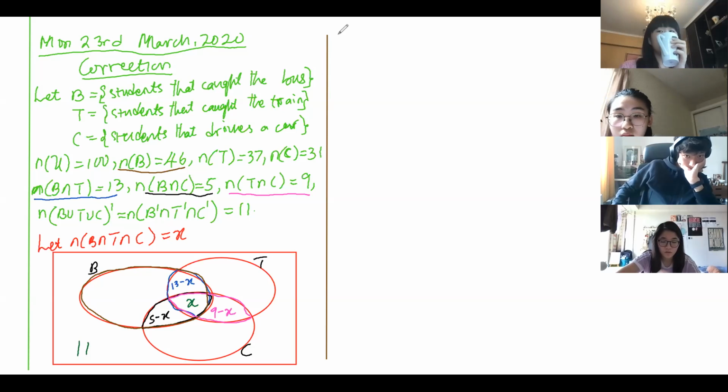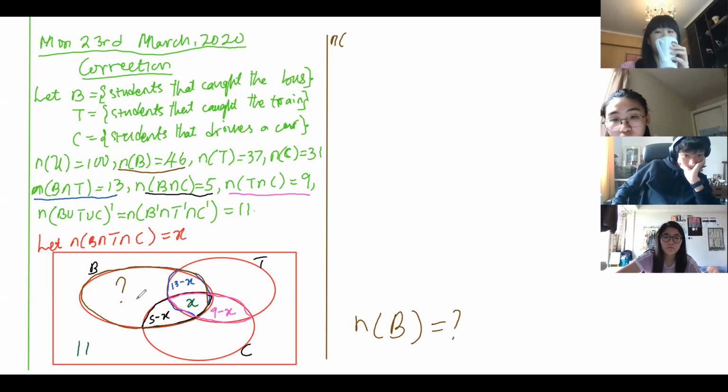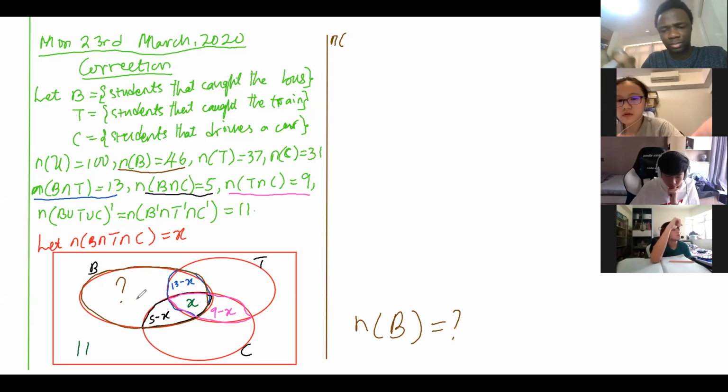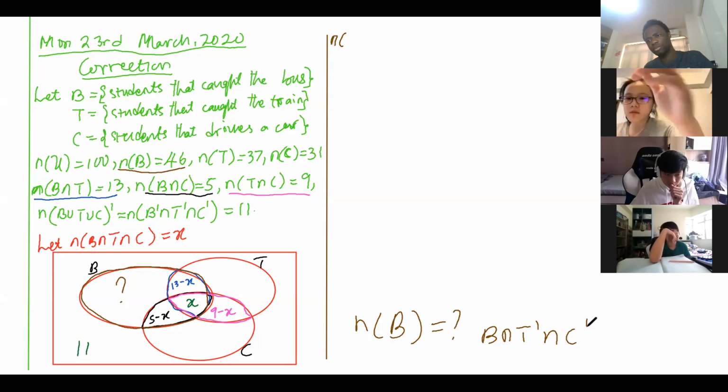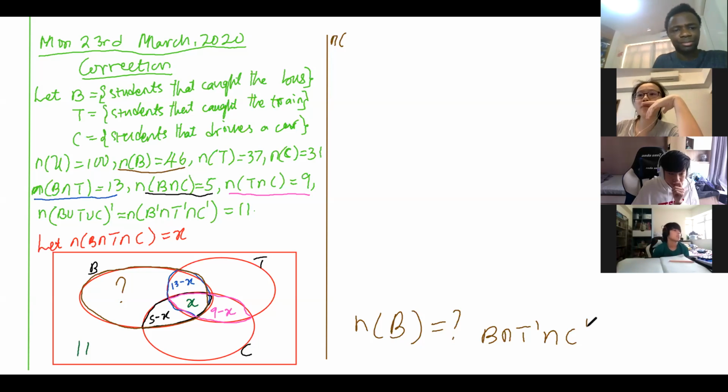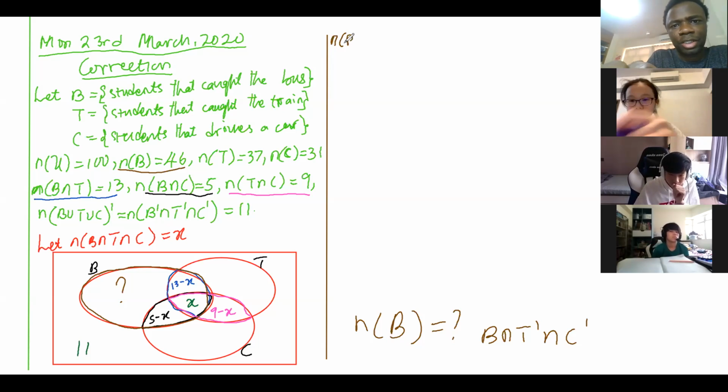So I would normally write it out by saying cardinality of, how do I write this portion in set notation? Cardinality of B, what? This one? That's B intersection, open bracket, T union C. None in brackets. B intersect T prime intersect C prime. No need for brackets, Elson. Okay? All right. Well done. Nice try. So this is better, all right? B intersect T prime intersect C prime.